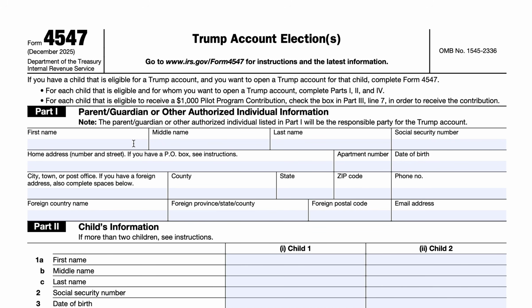So let's go ahead and fill out the top of the form. So let's just say John Doe is completing this form with his tax information.